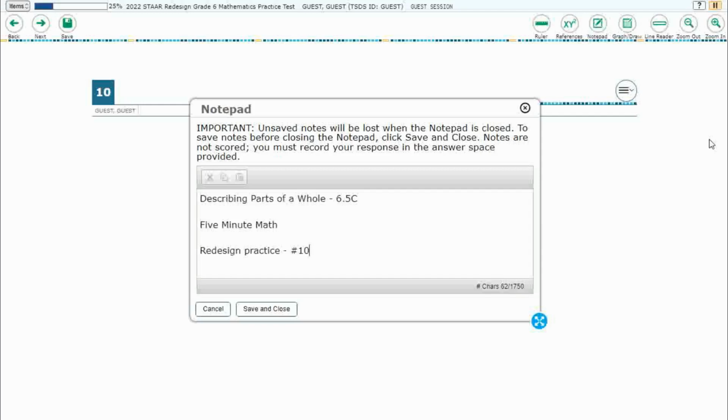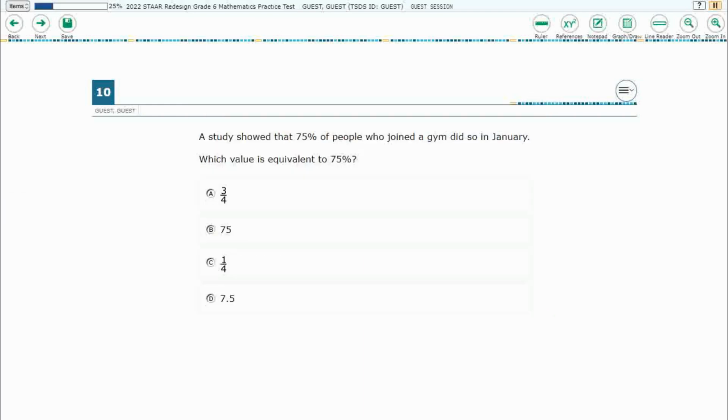Today we are looking at the 5th grade concept of describing parts of a whole. This is standard 6.5C in the great state of Texas, and we are using item number 10 of the Redesign Practice Online STAAR test. If you haven't done so already, please go ahead and take a moment to pause the video, work this problem out on your own, unpause it, and we will look at our answers together.